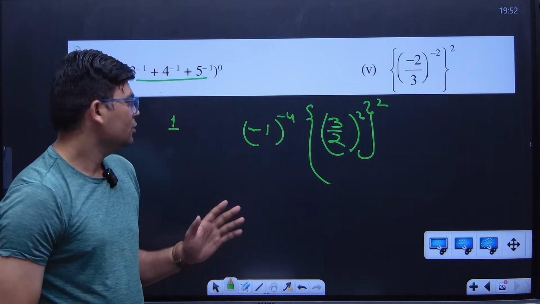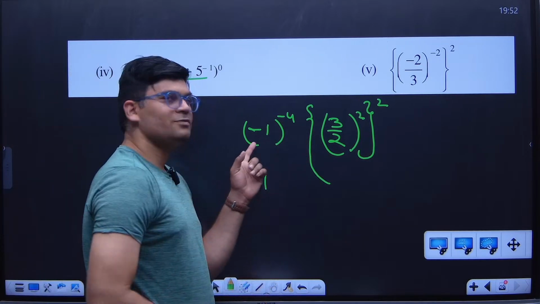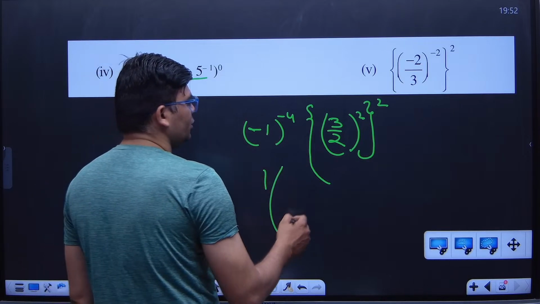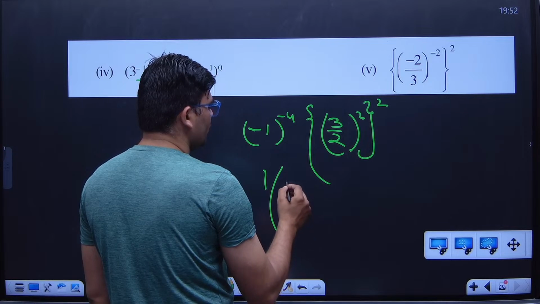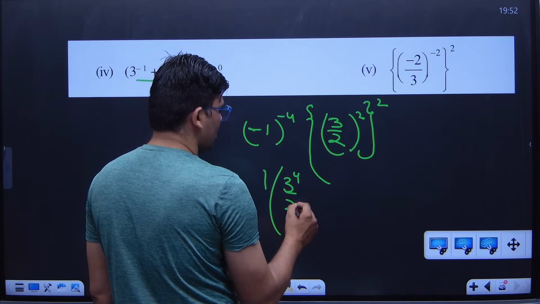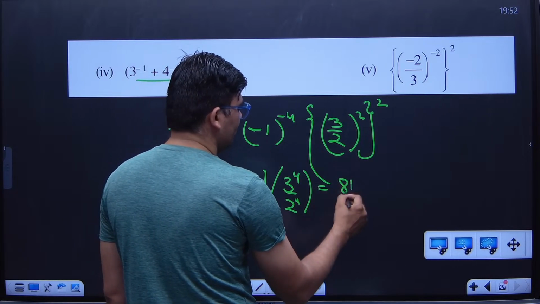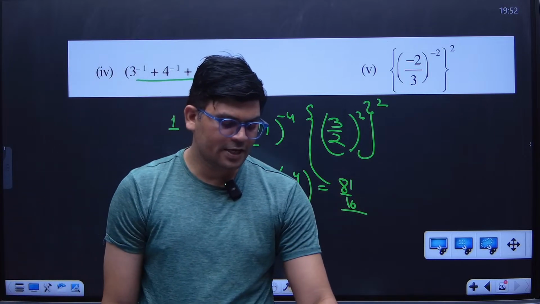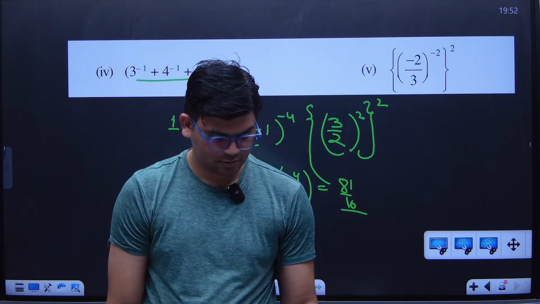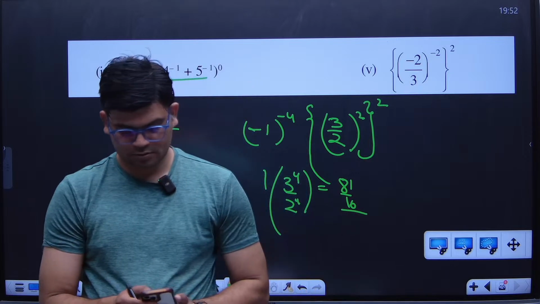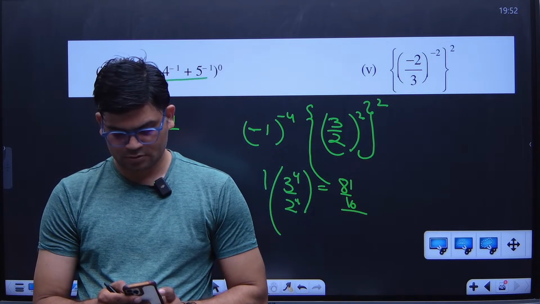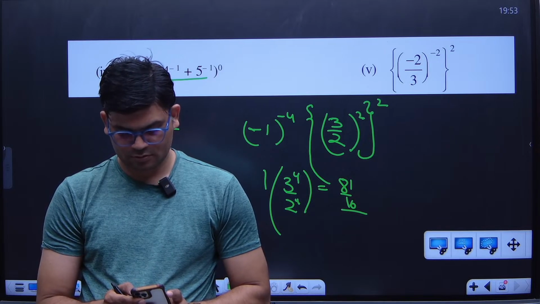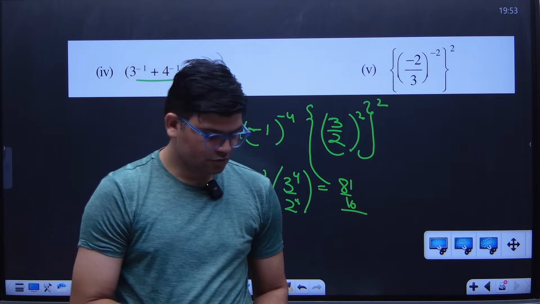Yes, sir. So this will become 1. So minus doesn't have any problem. Now this is going to be 3 raised to the power 4 by 2 raised to the power 4, which is as good as 81 by 16. Okay, understood, sir. Understood? Yeah.